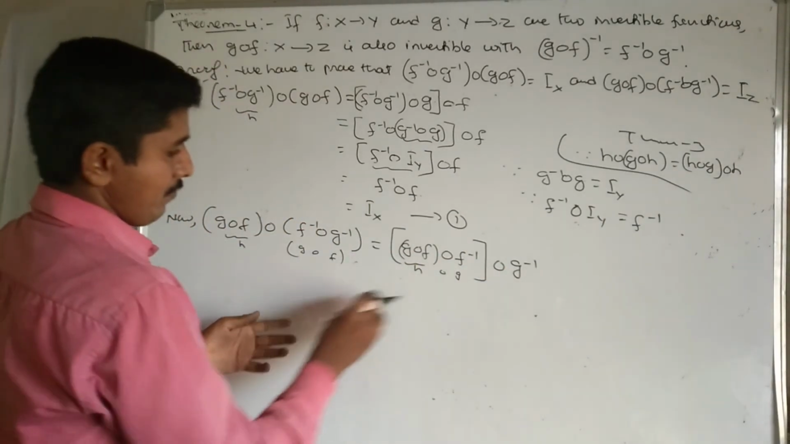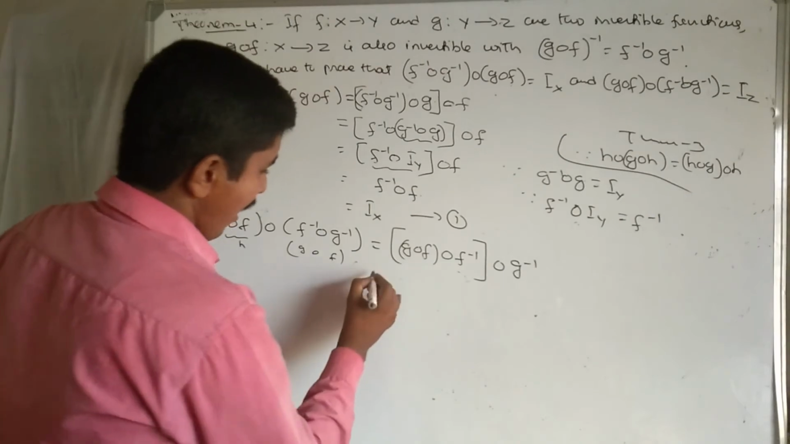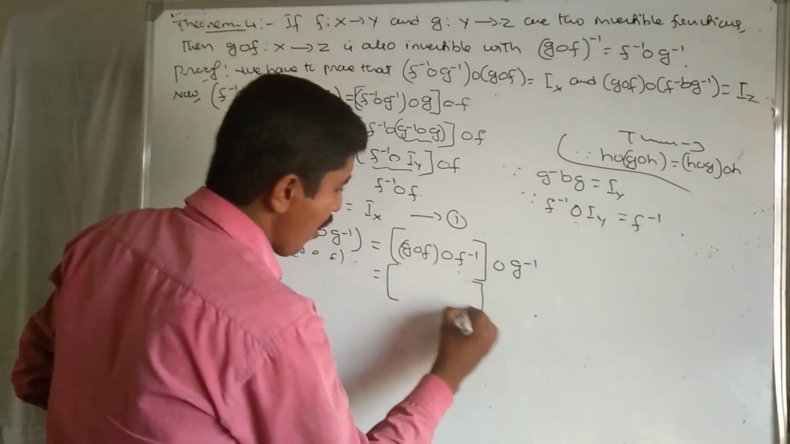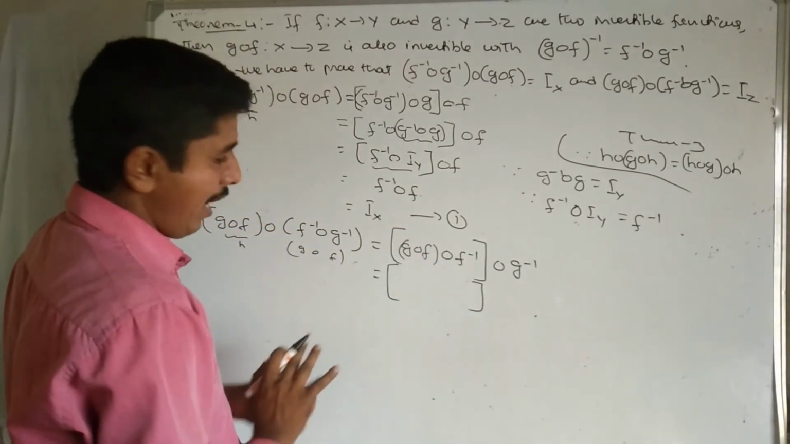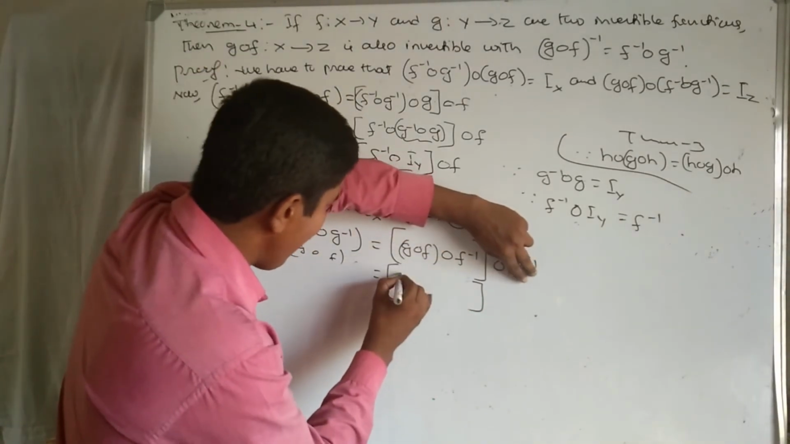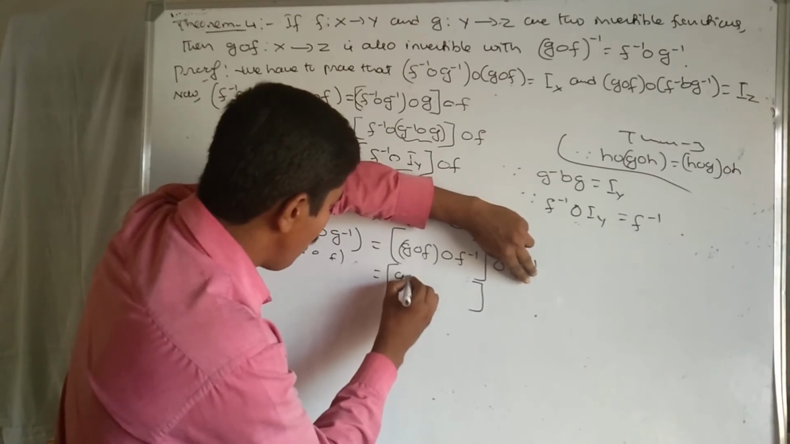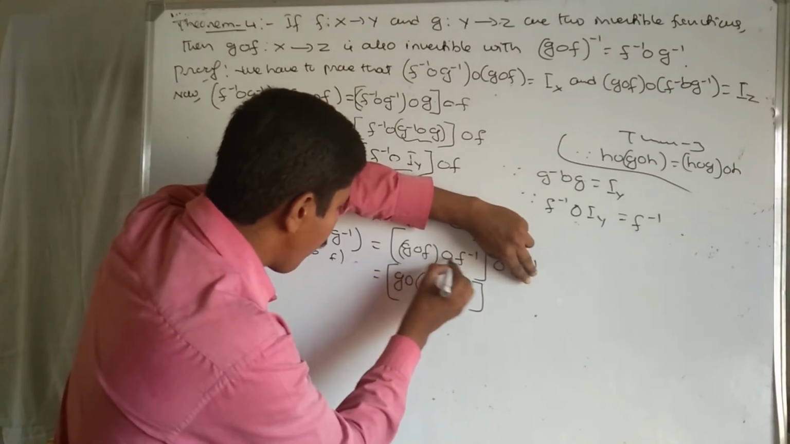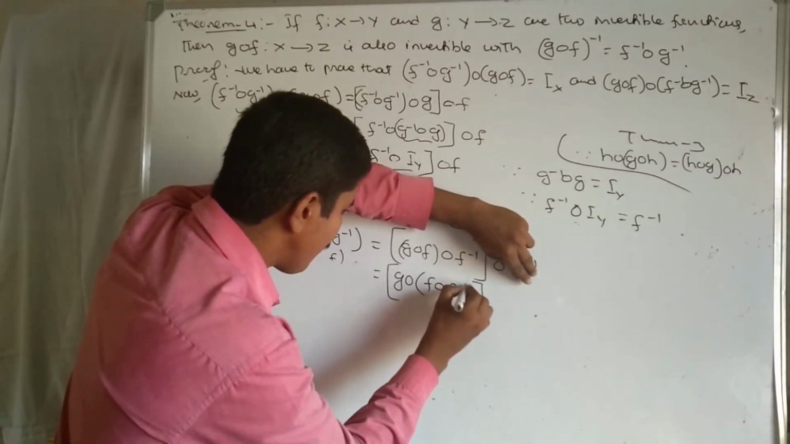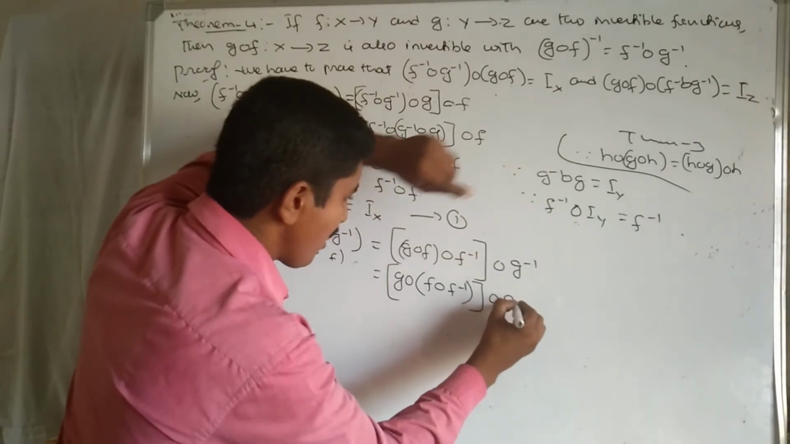Got it. Again, within bracket, according to the last theorem, within bracket here, this can be defined as GO of FOF inverse like this. OG inverse as it is.